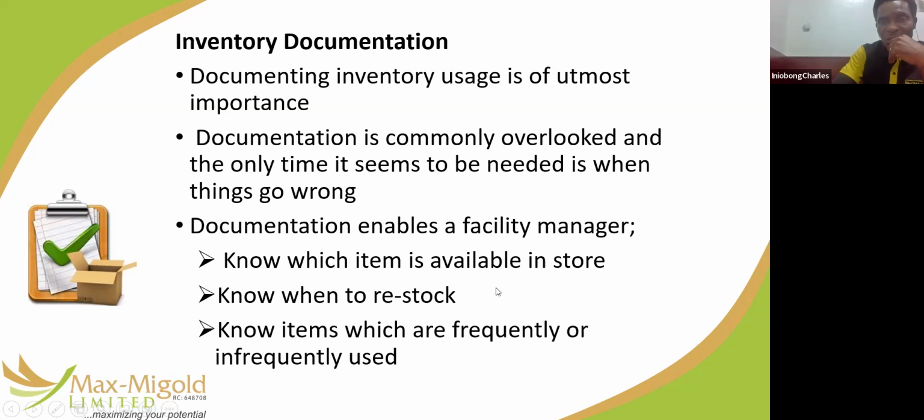Documentation enables a facility manager to know which items are available in store. A facility manager should be able to know the item that is available in store and know when to restock. That is, you set a buffer level, and when it gets to that level, you say, for this fan belt, once we have 100 in stock, we need to restock. Once we get to the 100, we need to restock.